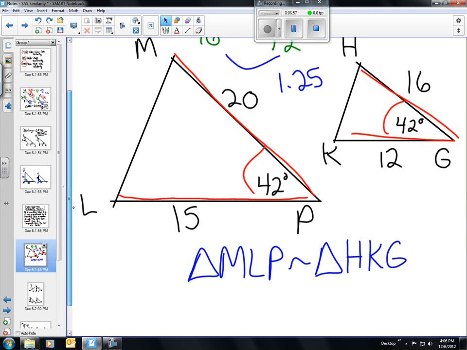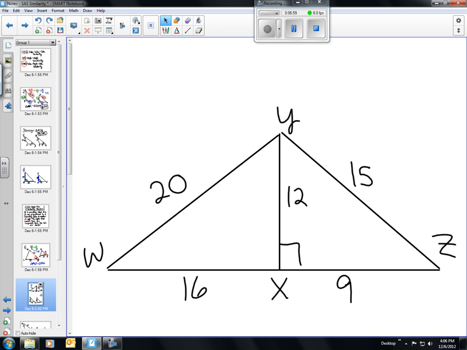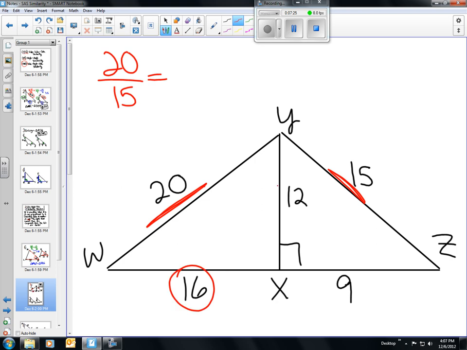Okay? Let's look at example 2. So example 2 looks like this. And in this situation, you could actually use the SSS, or side-side-side similarity theorem. And mainly, you could do it like this. You could set up the biggest side of this triangle, which is 20, over the biggest side of this triangle, which is 15. So 20 over 15 is equal to the medium side of this triangle with the medium side of that triangle. So 16 to 12 equals the small side of this triangle here.